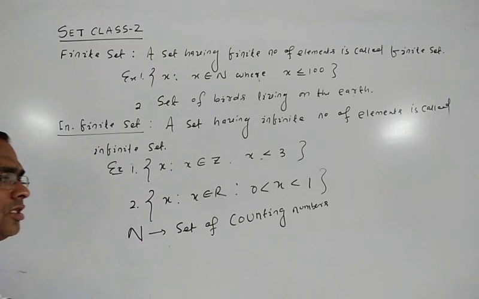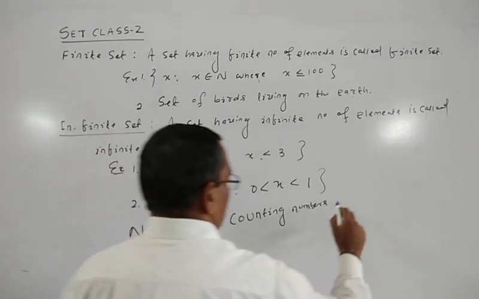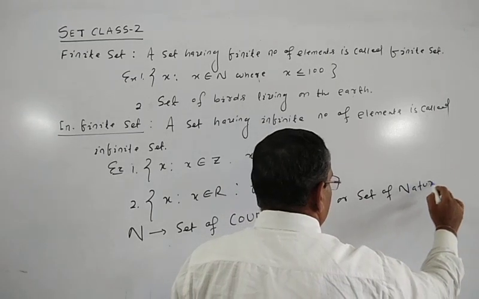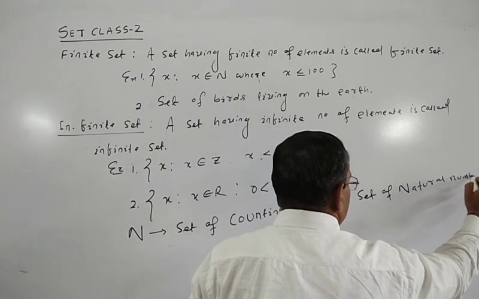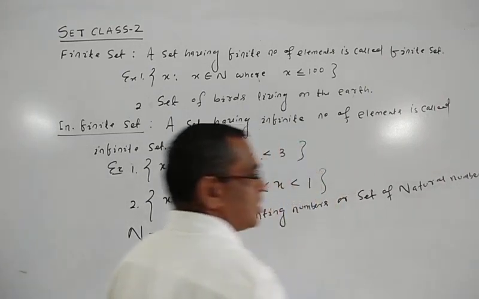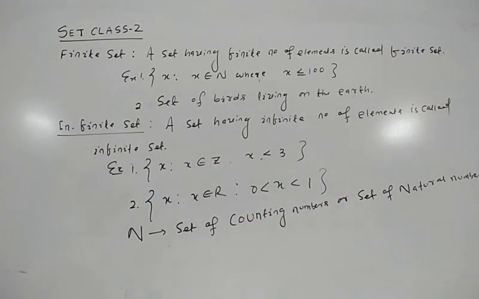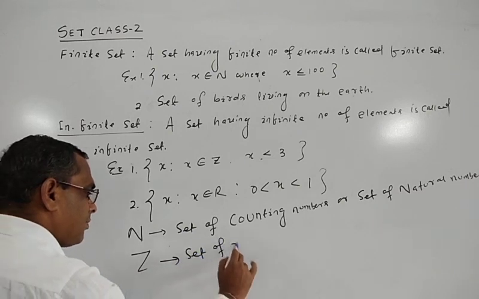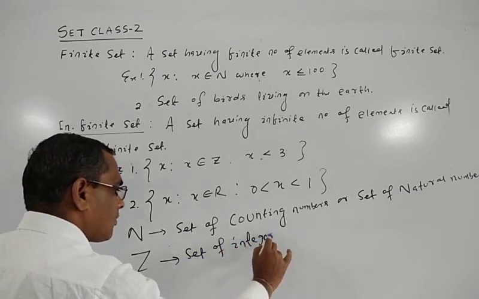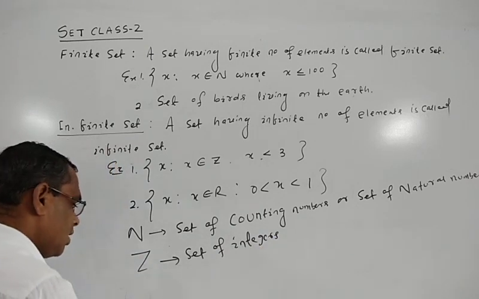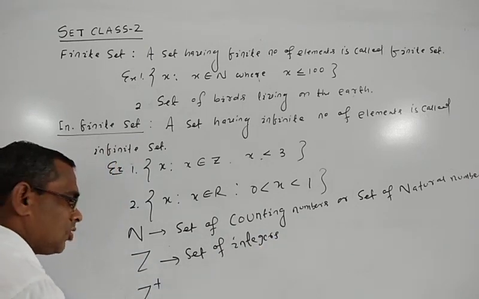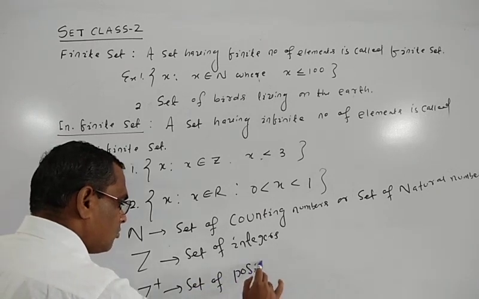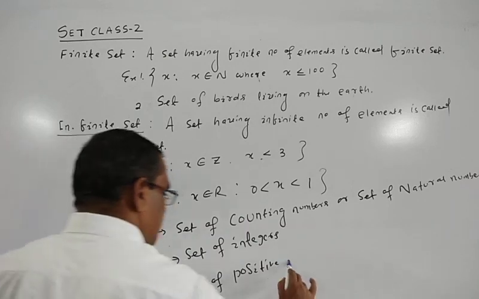It is also known as the set of natural numbers. The counting numbers are known as the set of natural numbers. Z set is also an infinite set, the set of integers. Z plus is the set of positive integers.